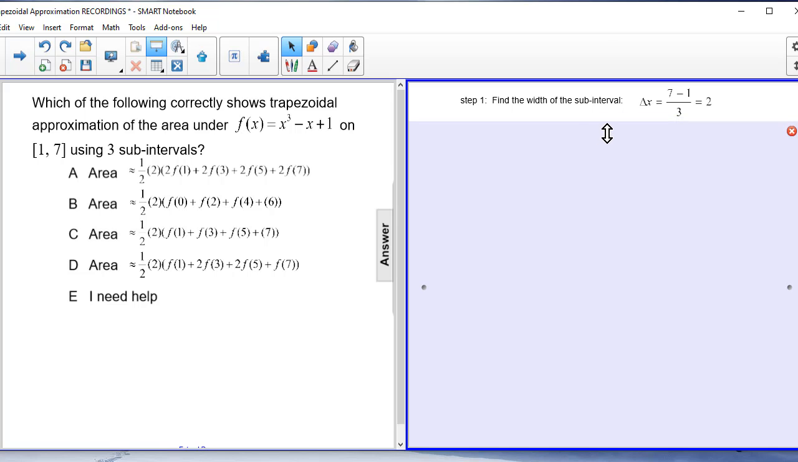Step number 1 is we're going to find the subinterval. So delta x is equal to 7 minus 1 divided by 3, which gives us an interval width of 2 for each of the 3 subintervals.